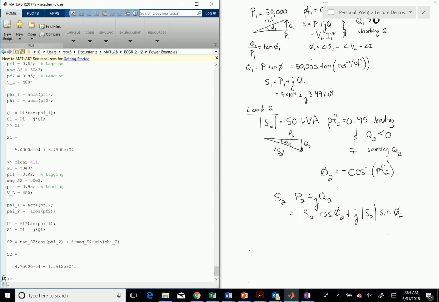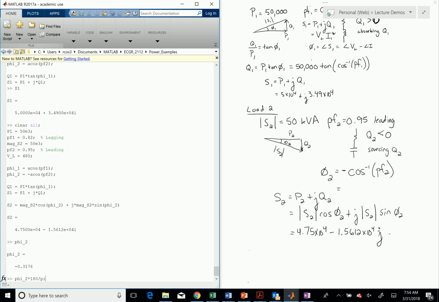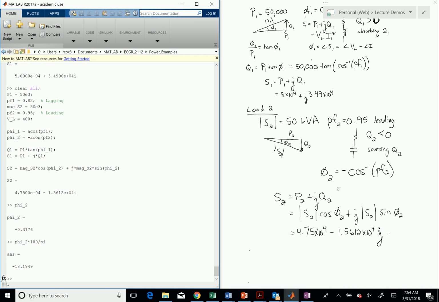Okay, and there it is. S2 is equal to 4.75 times 10 to the 4th minus 1.5612 times 10 to the 4th j. So the negative Q2 came from that negative angle. If I look at phi 2 here, I see that it's negative. That's in radians, so I multiply by 180 over pi to get degrees. So negative 18 degrees for my phi 2.